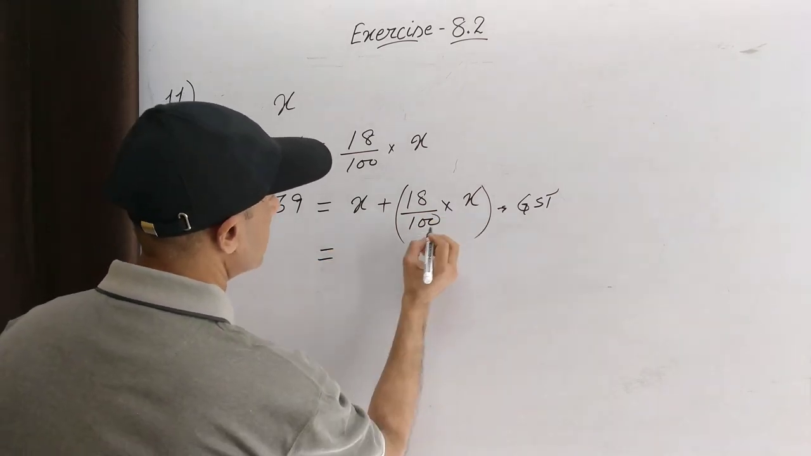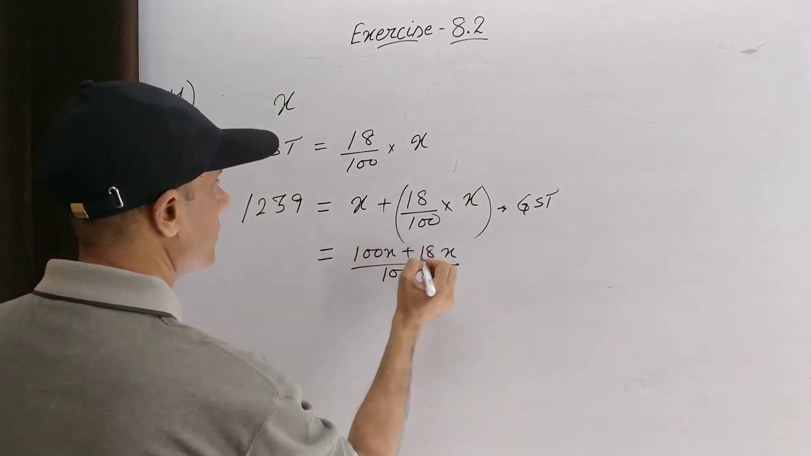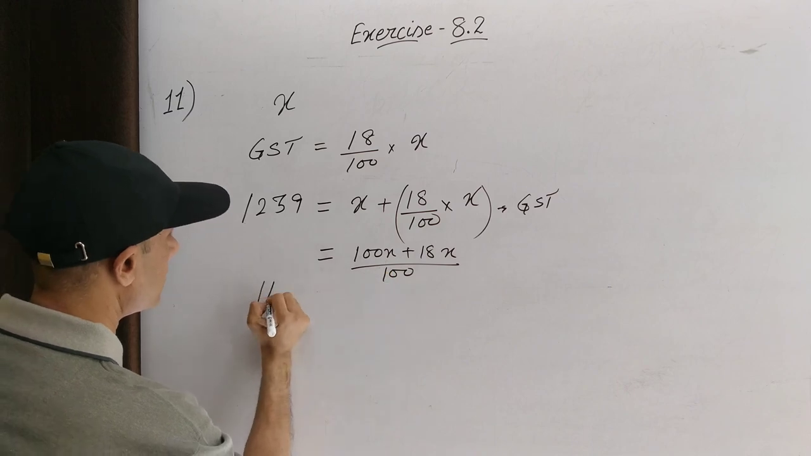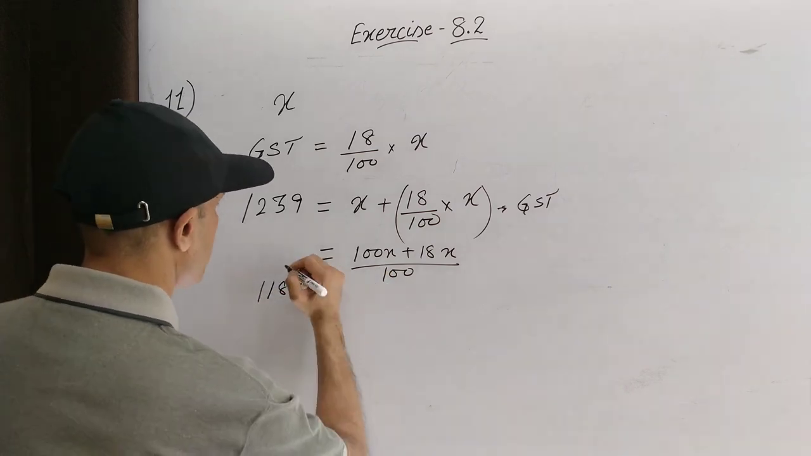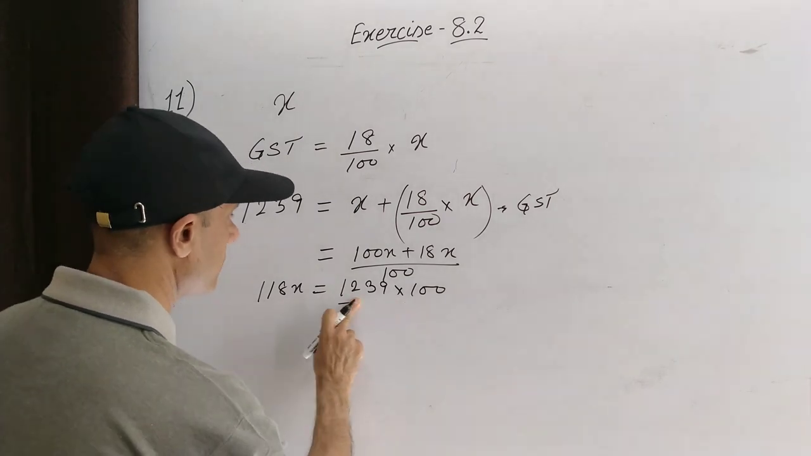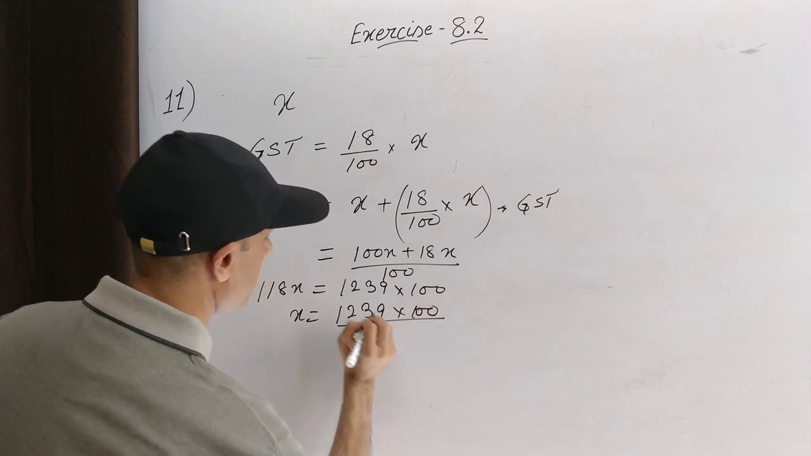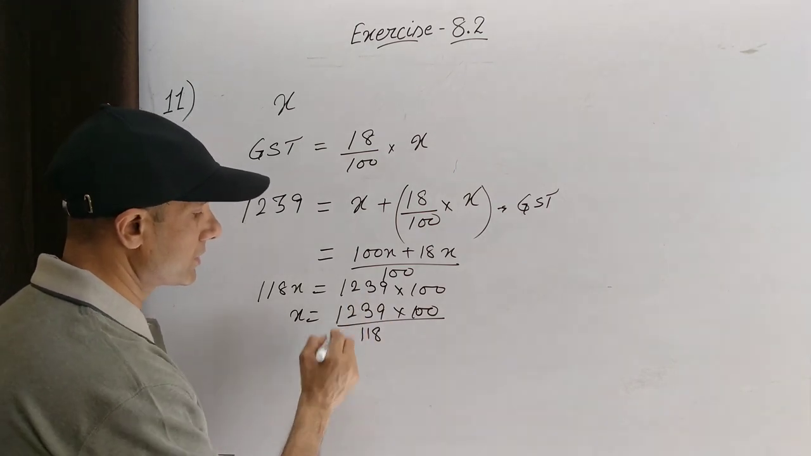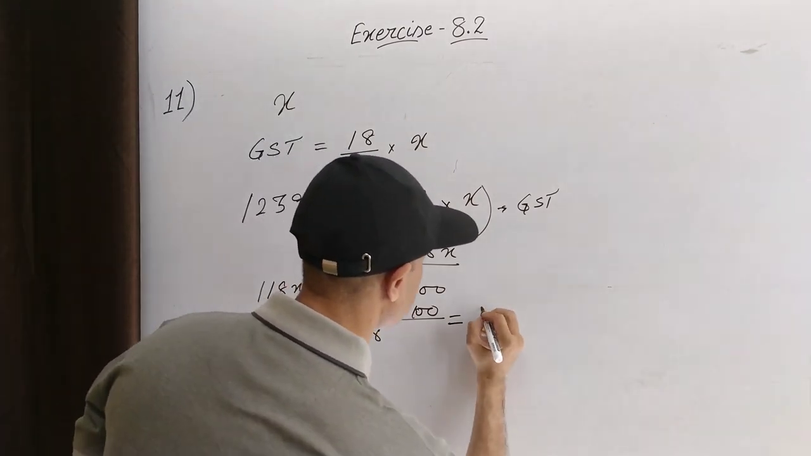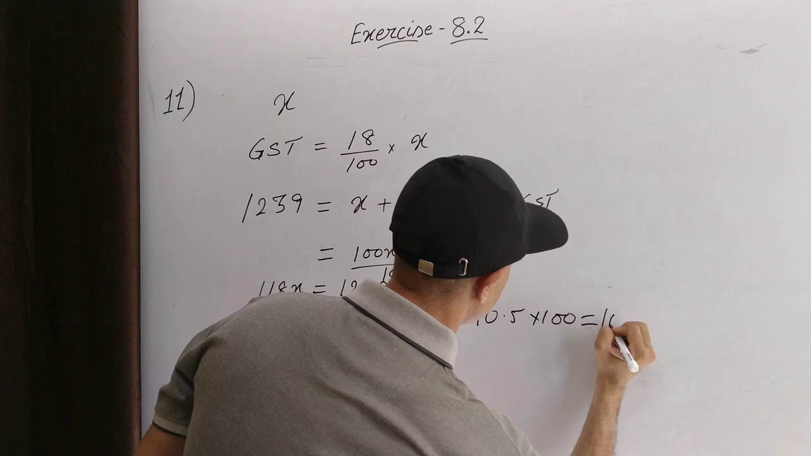Let's solve this. So we get 100x plus 18x by 100. So we get 118x is equal to 1239 into 100. Okay, so x is equal to 1239 into 100 divided by 118. Now this is a bit complex calculation, this is not divisible by 2 or 3, so I have already done the calculation, you have to do it by division method, and we get this as 10.5. This is 10.5 into 100, that equals 1050.